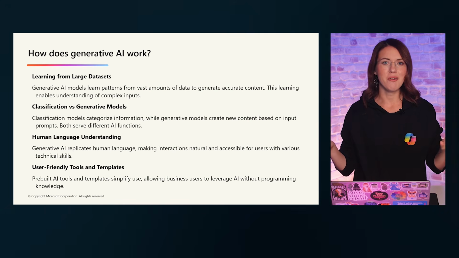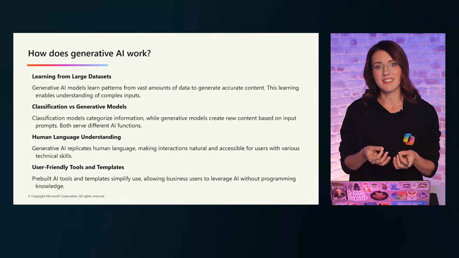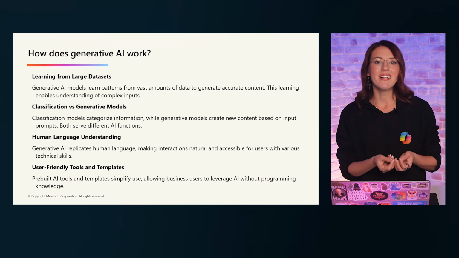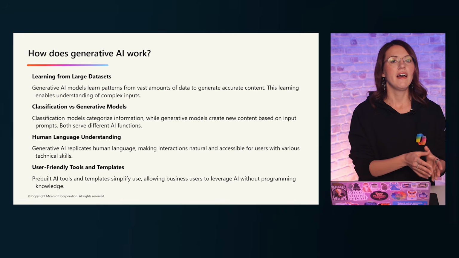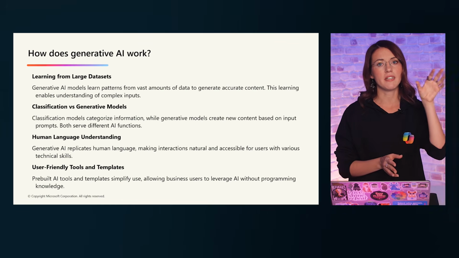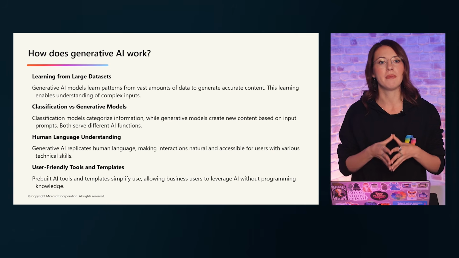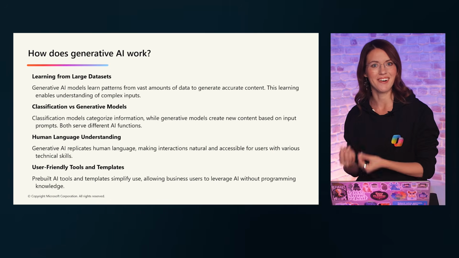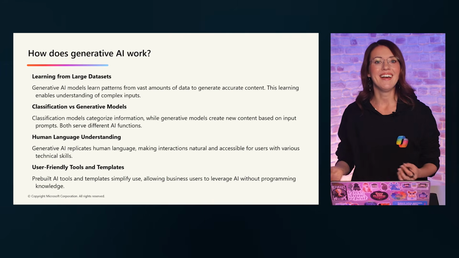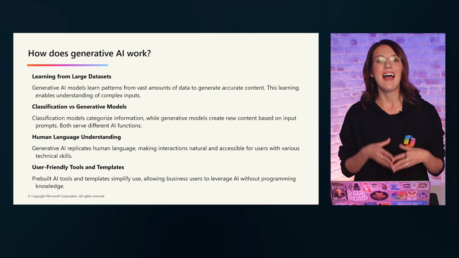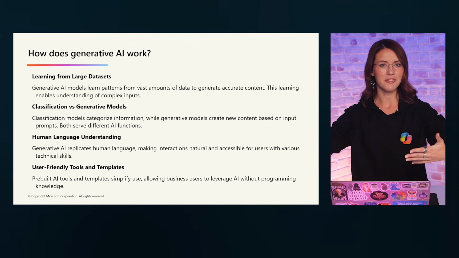Not all AI models do the same job. Some models are great at sorting information. For example, classification models can look at incoming emails and decide whether they belong in spam, promotions, or your primary inbox based on content and context. Other models are designed to create. These are generative models. Instead of just organizing information, they produce something new.